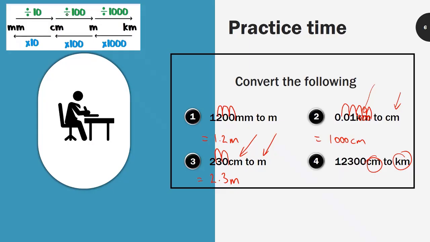Centimeters to kilometers. So I'm going in this direction. I've got to divide, and there's 1, 2, 3, 4, 5 zeros. I'm going to have to move 5 times to the left, everyone says. Very good. Okay, here we go. 1, 2, 3, 4, 5. And I end up with 0.123 kilometers. All right, there are your answers.